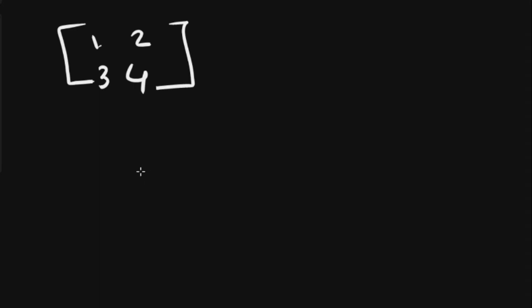Matrices are nothing but a set of rows and columns which have some numbers. They are represented by square brackets. Here we can give any elements such as 1 2 3 4. So this is one of the matrices, and it is denoted by 2 cross 2, where this is the row number and this is the column number.